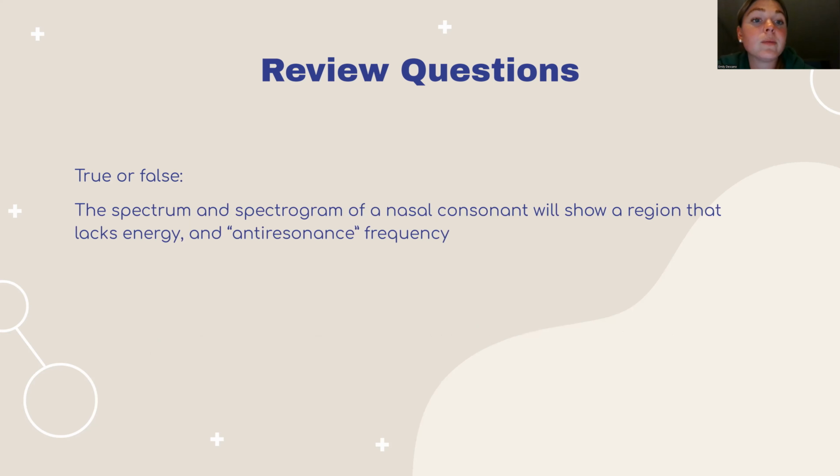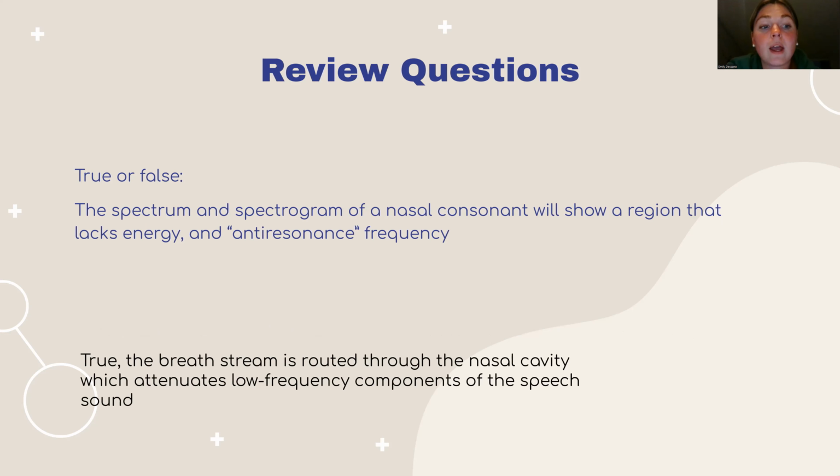True or false, the spectrum and spectrogram of a nasal consonant will show a region that lacks energy and anti-resonance frequency. Remember, this is true. When we say nasal sounds, the airstream is directed through our nose, and that's a much smaller cavity, and it attenuates a lot of the low frequency components. Remember, if it's smaller, then higher frequencies resonate more there, and that tends to drop a lot of the intensity out of it, and it creates that anti-resonance in the spectrogram.